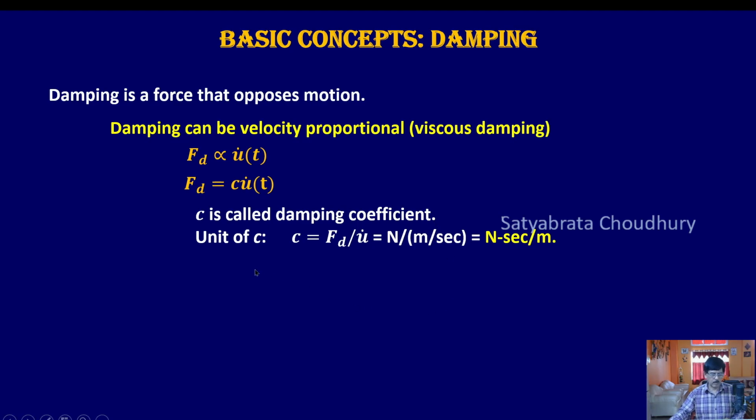What is the unit of the damping coefficient? You change the sides, then c equals Fd by u dot t, and it is equal to Newton per meter per second. So it is Newton second per meter.